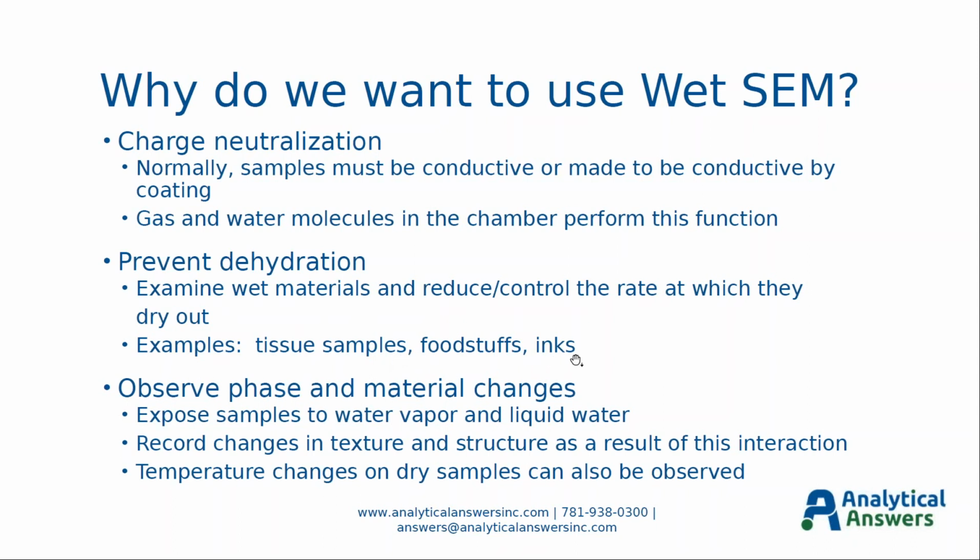But foodstuffs and inks are examples of materials where you may want to control the rate at which they dry out so you can see what type of morphological changes occur as they dry out, how they shrink and change their morphology. So the normal thing that we would do is expose samples to water vapor and/or liquid water depending on the conditions, and we would record changes in texture and structure as a result of this interaction.